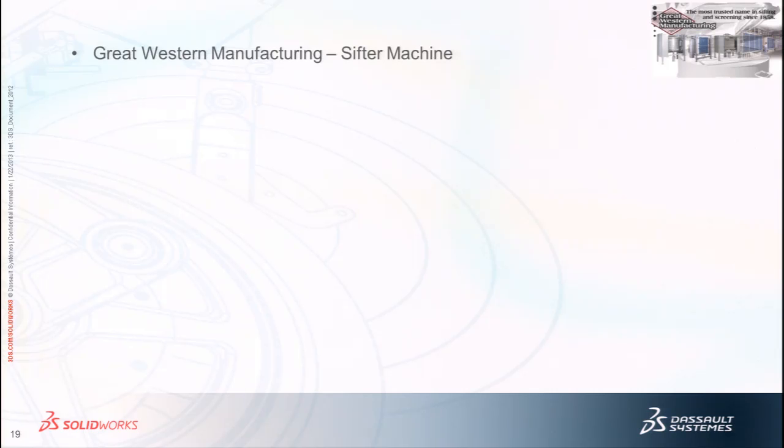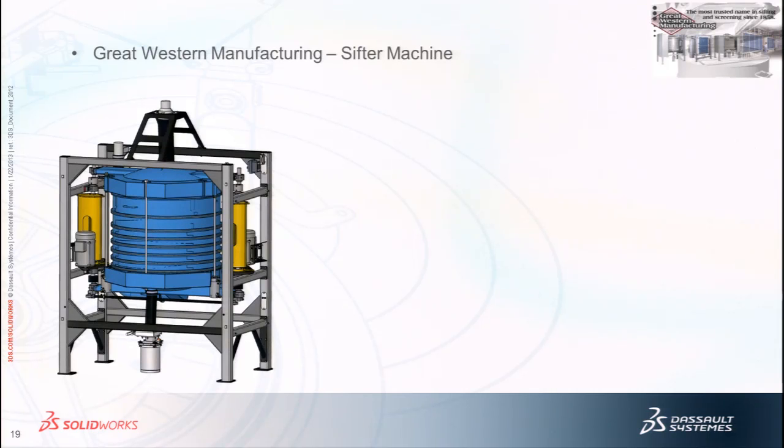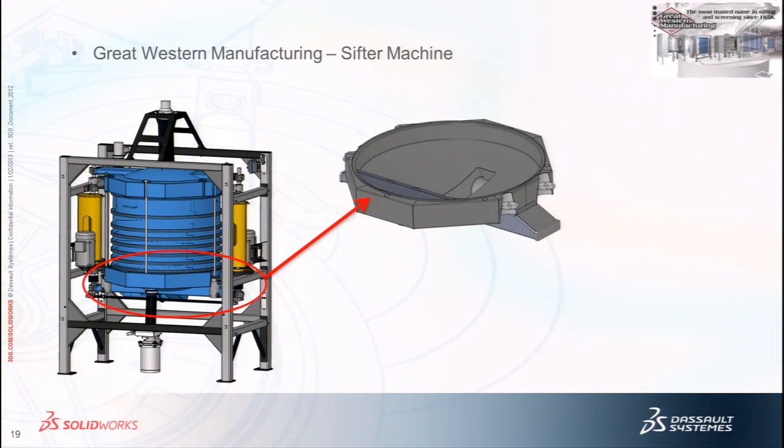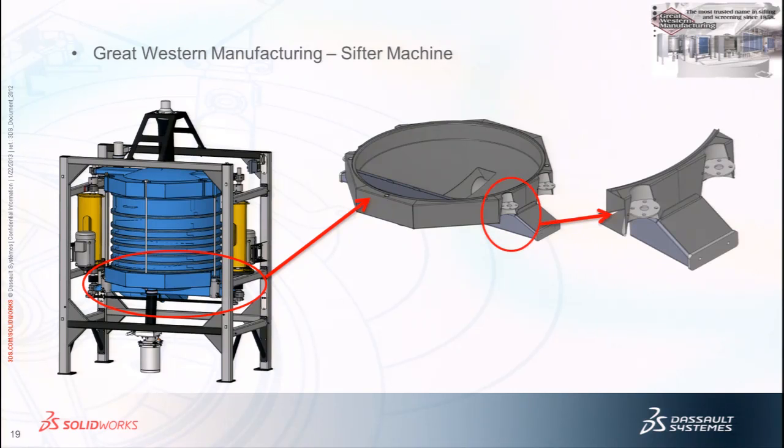The other one was Richard Pitts from Great Western Manufacturing. They had the sifter machine, which actually shakes on these two bearings. So that's the joint where this blue plate comes here. There are some joints here which they want to analyze and look at different ways, because the bearing comes here, looking at various ways to join it or try different joints and do a submodel analysis on this as well. So this was another use case where they can use submodeling.